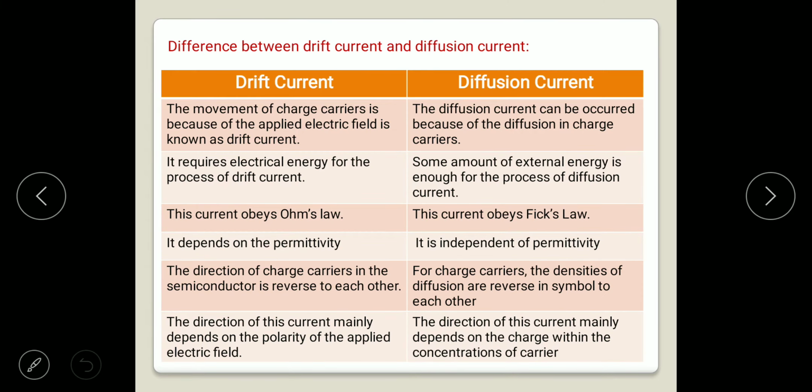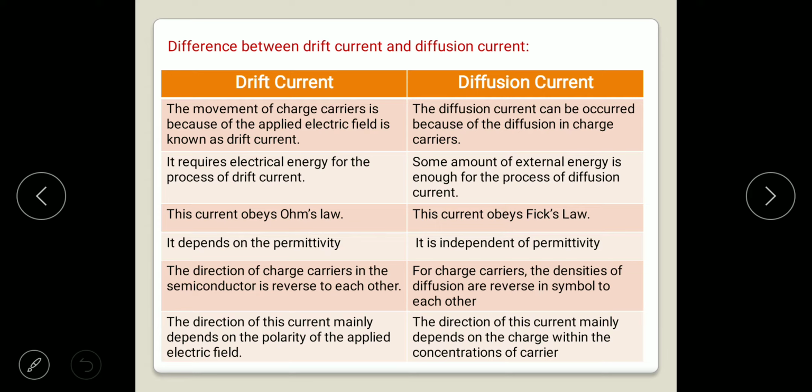So what is the difference between the drift current and diffusion current? The movement of charge carriers because of the applied electric field is known as the drift current, whereas the diffusion current occurs because of the diffusion of charge carriers.